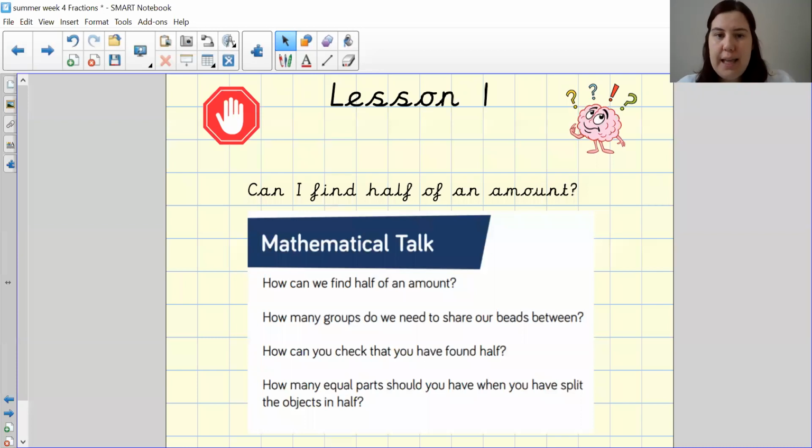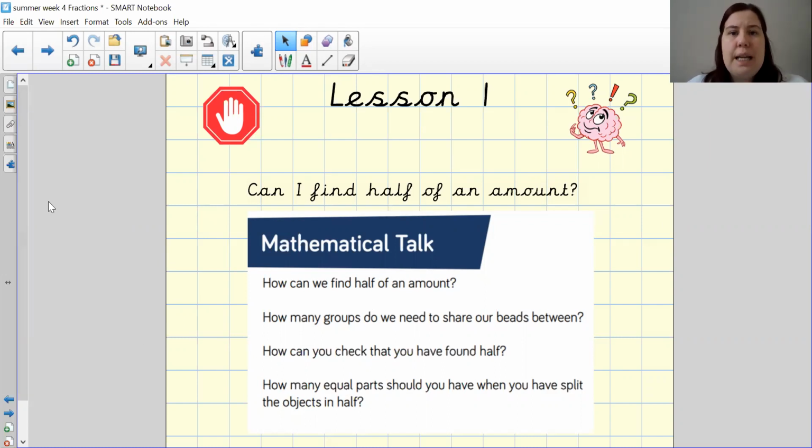So we are going to continue with our half topic today. Last week we looked at half of a shape, so today we're going to focus on half of an amount. As you can see on the screen, you have some questions that I would like you to consider. How can we find half of an amount? How many groups do we need to share our beads between? There are lots of things that you can think about today before we begin our lesson.